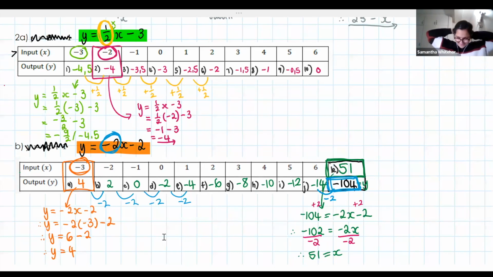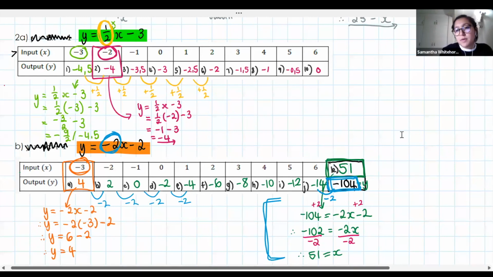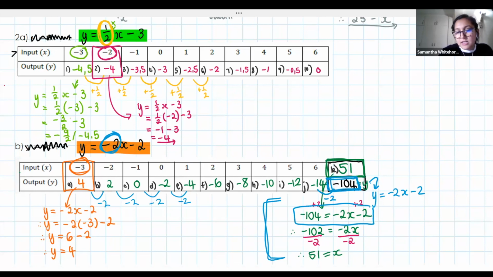Okay, y'all are doing really great. Oh, Lubanzi is asking a question. Ask your question. Ma'am, how did we get 51? Okay, so have a look here at the green. It was through substitution. So remember our rule was y equals minus 2x minus 2, and I'm giving you the y value. So I substituted it in and then I solved for x. Does that make sense? Yes, thank you.